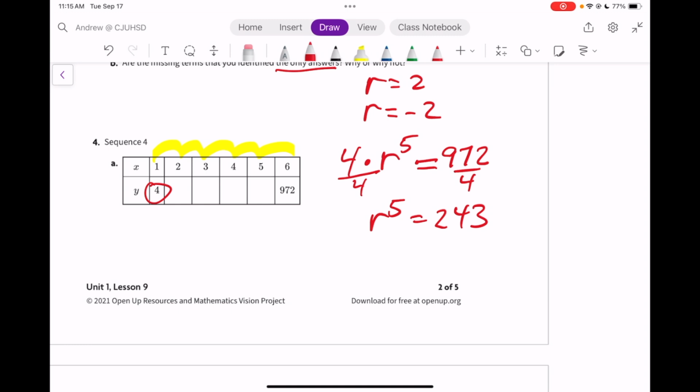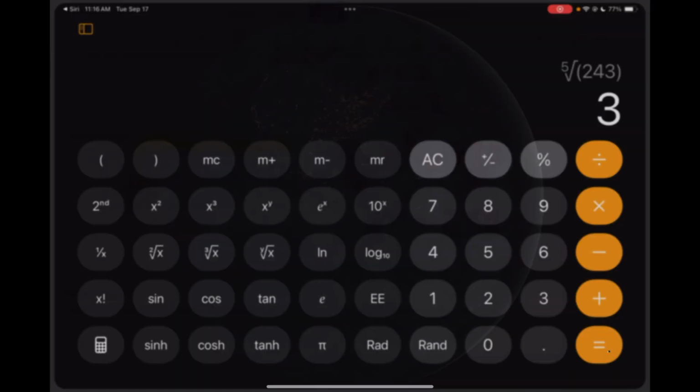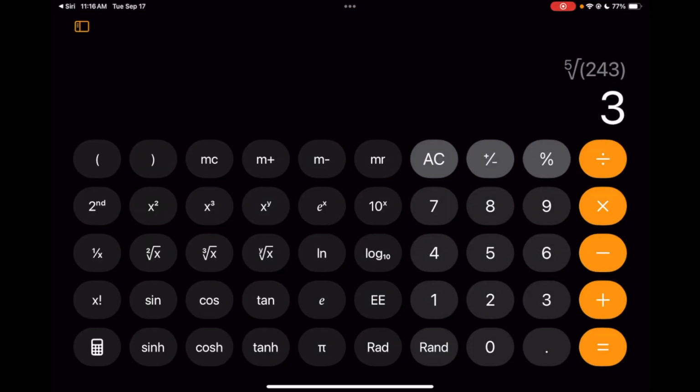Now, you might get into a situation where you have no idea how to break down the number 243. Is there a way to find out on the calculator what number it is that I take to the 5th power, so that when I take it to the 5th power, I get 243? And the answer is yes, there is a way to do it on the calculator. Here's the answer, it's 3. And I'll show you how I got this.